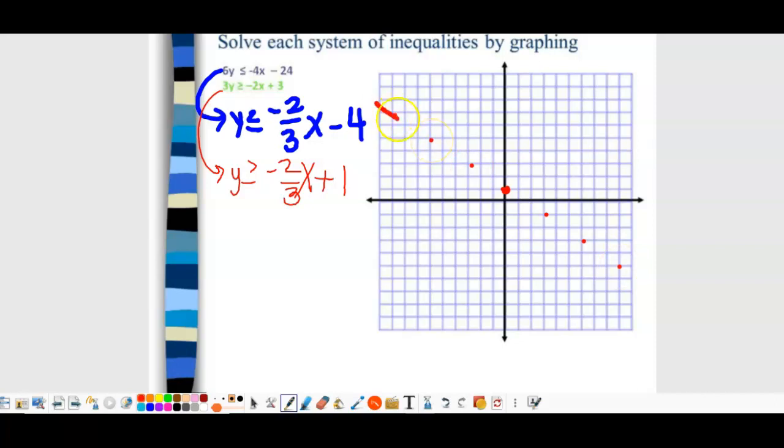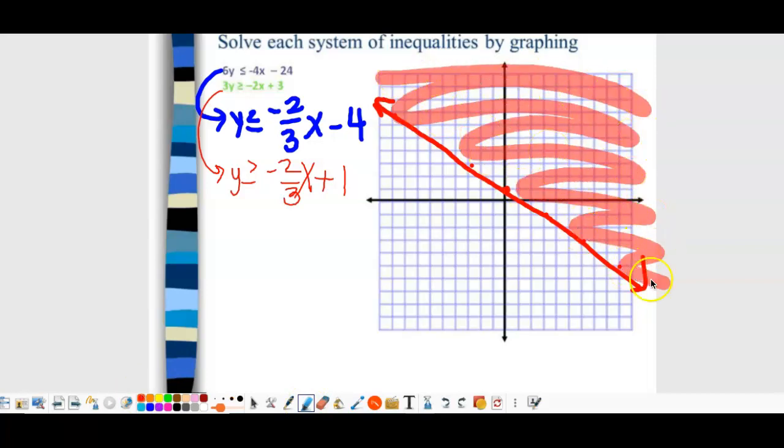The line is solid. Y is greater than for the red and less than for the blue. So for one graph you shade above. It doesn't matter which one you graph first or second. Good?